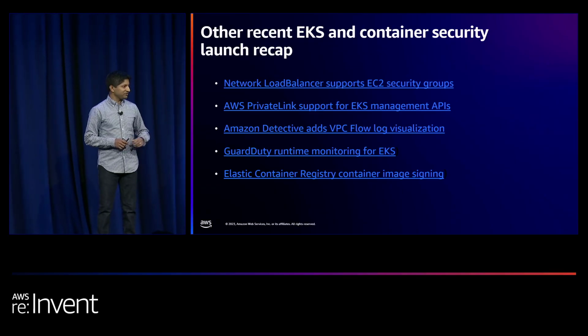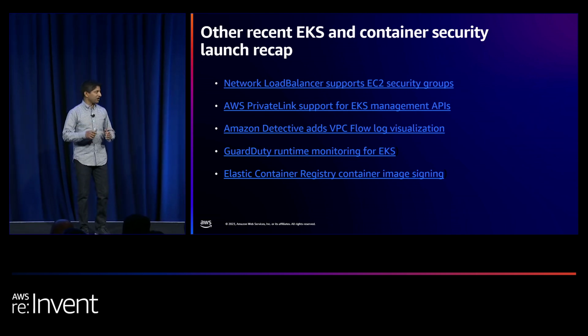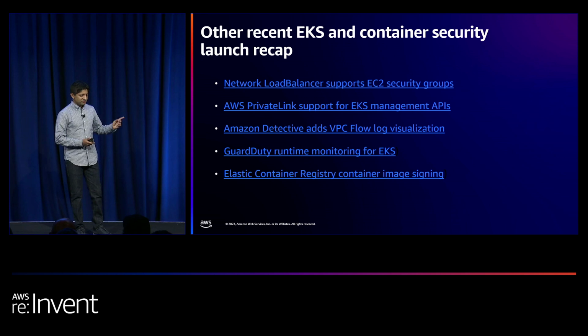All right, next let's look at some of the recent security-related announcements. I'm not going to spend a lot of time on these, but if you just Google search with these terms, it will take you to the right What's New post or blog or documentation. The first one is the network load balancer support for EC2 security groups. So the NLBs you provision on EKS clusters can now be secured with security group rules. So you can have rules saying my application running behind the NLB can only be accessed by certain endpoints' IP addresses.